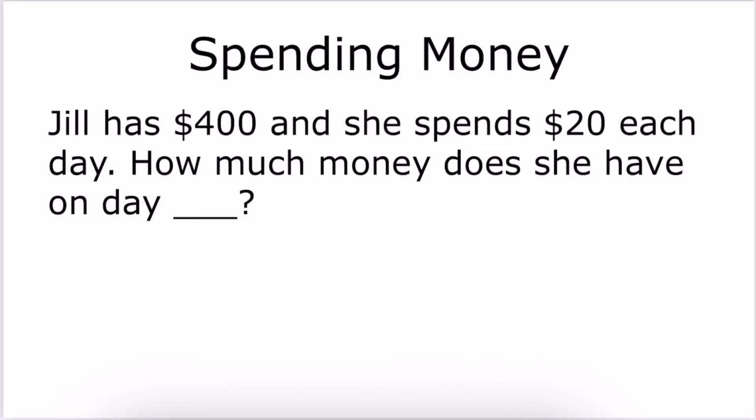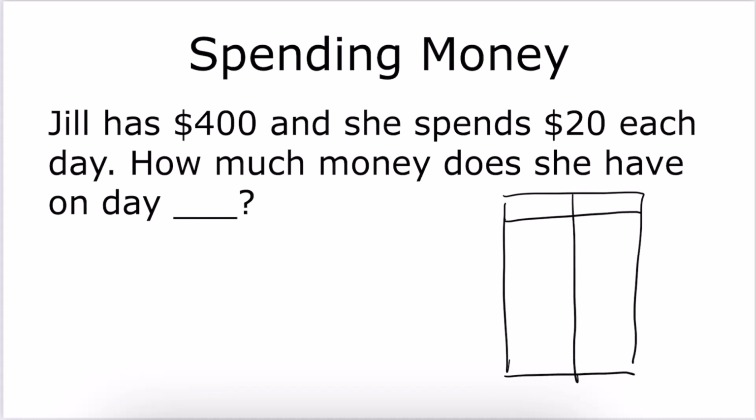We can also have linear functions, though, where we have a decreasing line. Like, for example, if Jill has $400 and she spends $20 each day, how much money does she have on day blank? We could again make a table to represent this, and we could say, okay, the X is usually represented by the input, the Y is represented by the output, and in this case, the input would be which day number it is, and the output would be how much money you have.